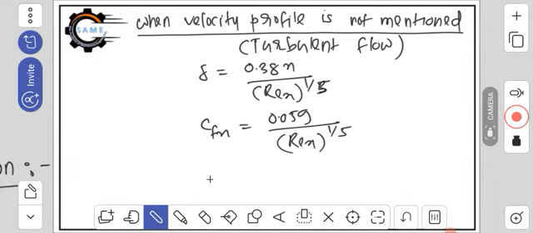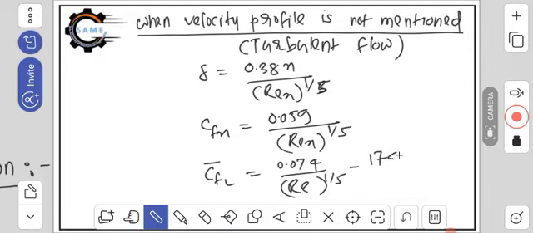And the average skin friction coefficient, that is CfL, is equal to 0.074 divided by ReL raised to 1/5. This value you have to remember, and also 1.74 divided by ReL. Okay, this thing you have to remember.